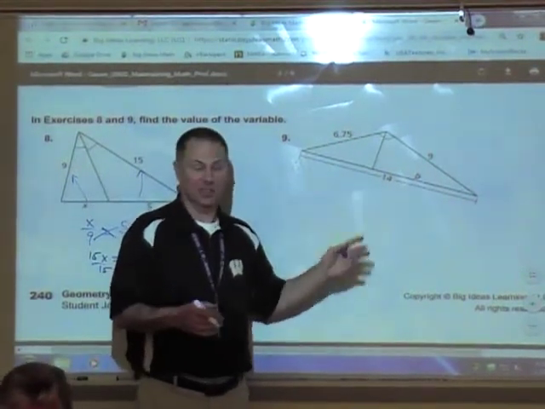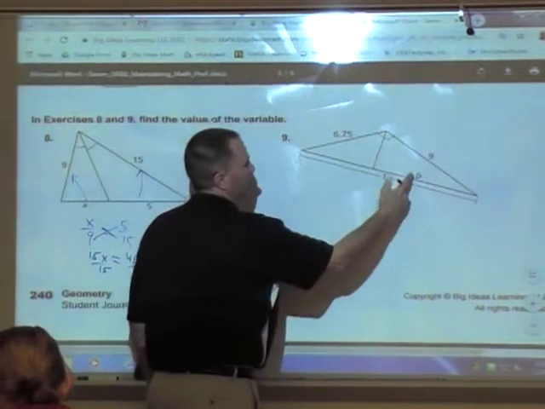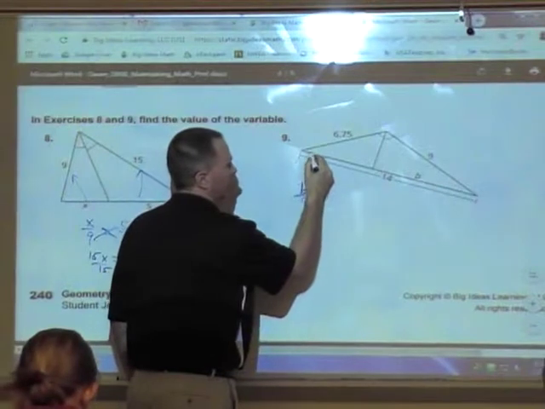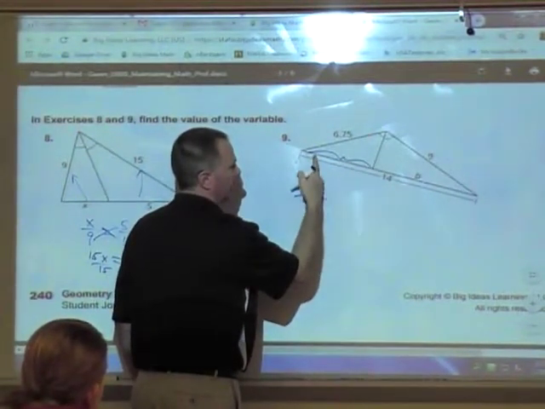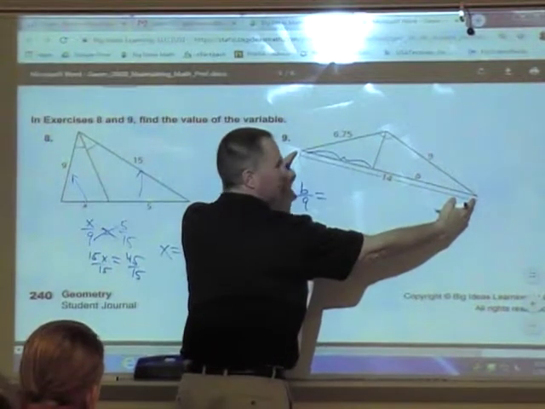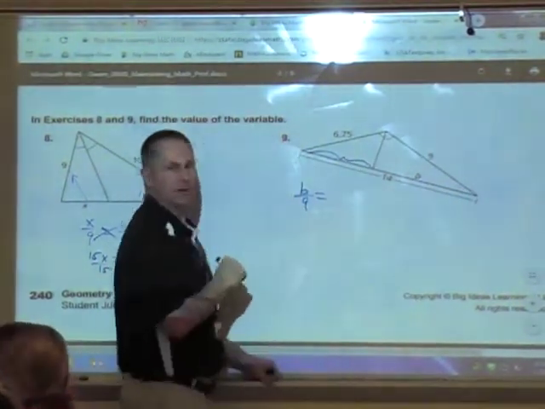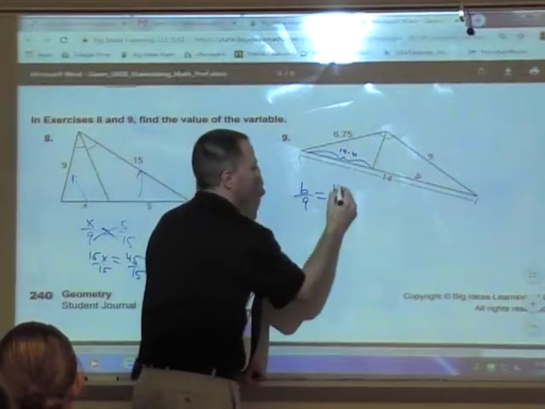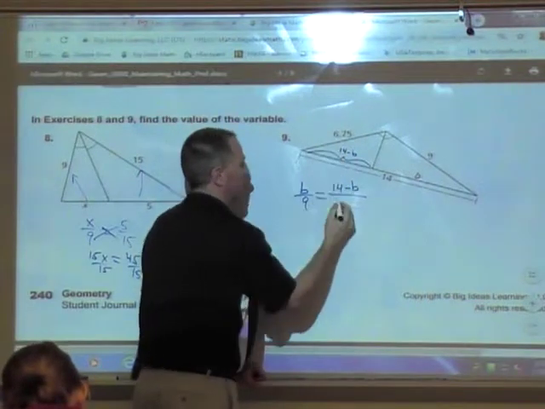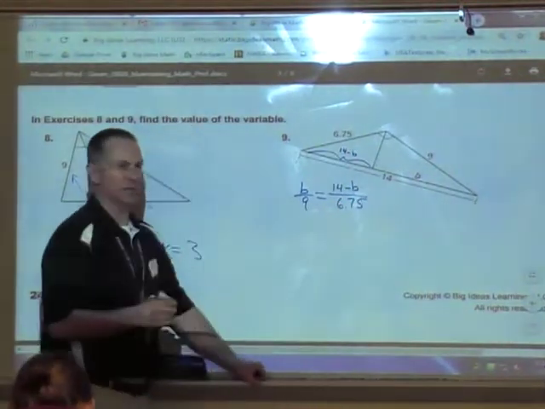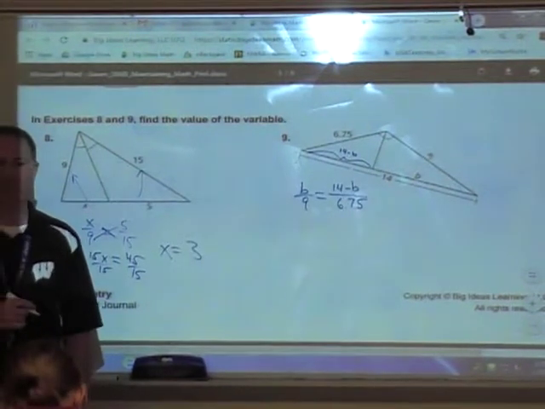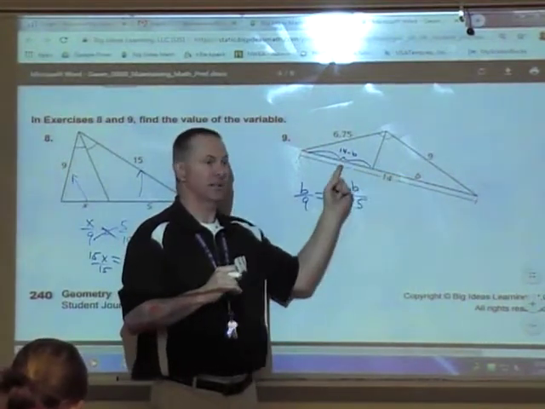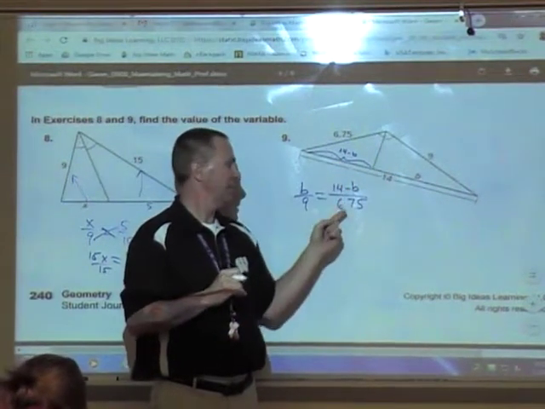Okay? Pay attention. So, B is to 9 as this leg. Well, what is this leg? This whole thing is 14. If I subtract off B, I'll get that side, right? So this is going to be 14 minus B. So 14 minus B is to 6.75. Don't freak out yet. So you've got to be able to set it up properly. So there's one like this on the test where you're going to have to take this minus that and set that here. Okay? All right.